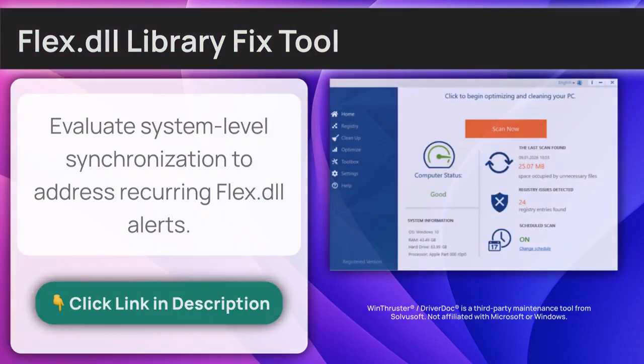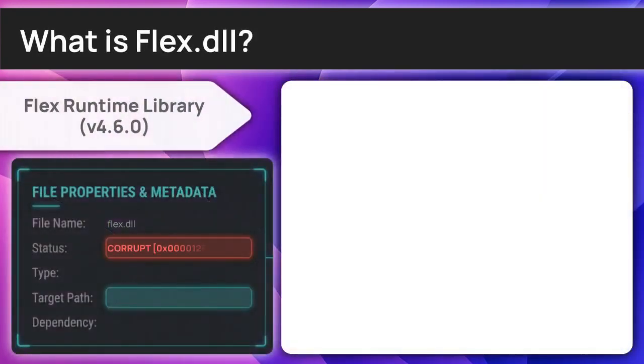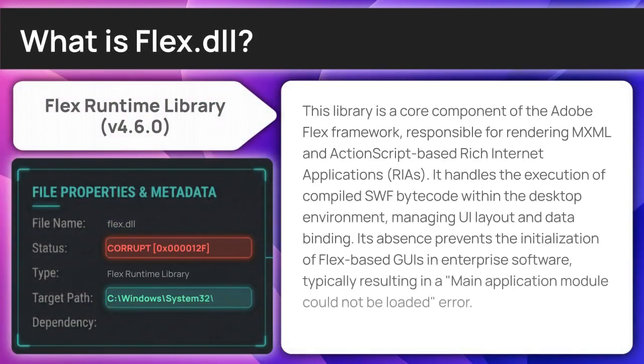This is the Flex Library. This library is a core component of the Adobe Flex framework, responsible for rendering MXML and ActionScript-based rich Internet applications, RIAs. It handles the execution of compiled SWF bytecode within the desktop environment, managing UI layout and data binding. Its absence prevents the initialization of Flex-based GUIs in enterprise software, typically resulting in a "main application module could not be loaded" error. Let's transition to the solution, starting with the official Microsoft redistributable.